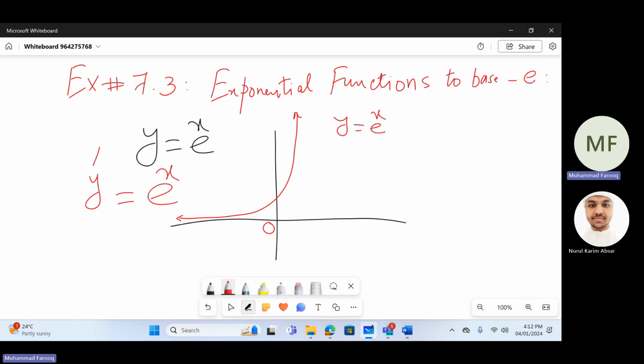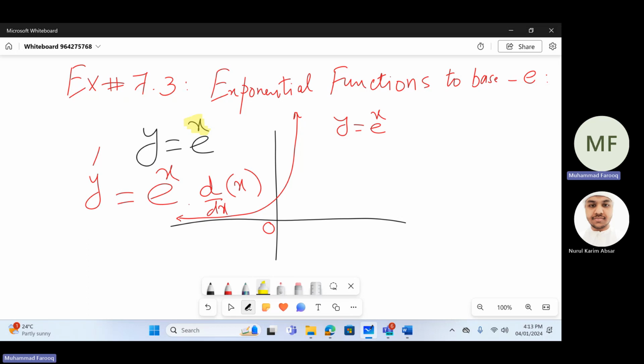What is that? y prime. Copy-paste the same function and times the derivative of the power. Derivative of the power, please. The chain rule, don't forget. Because in the basic function, the power is x. That's why the e^x derivative is the same, e^x.